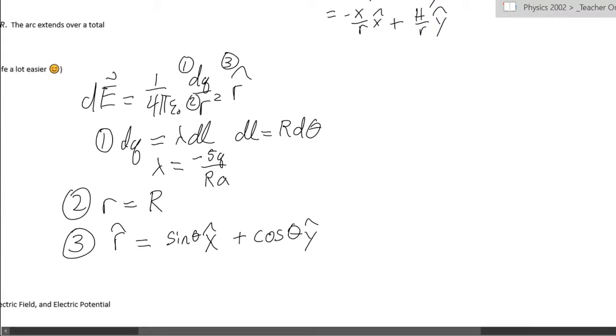So what we're going to have is E vector is going to be equal to 1 over 4 pi epsilon naught times, I'm going to factor out what lambda is. So this is going to be, and then cancel an r. So I'm canceling this r and that r implicitly when I'm writing this next line. So this is going to be minus 5q divided by alpha times the integral.